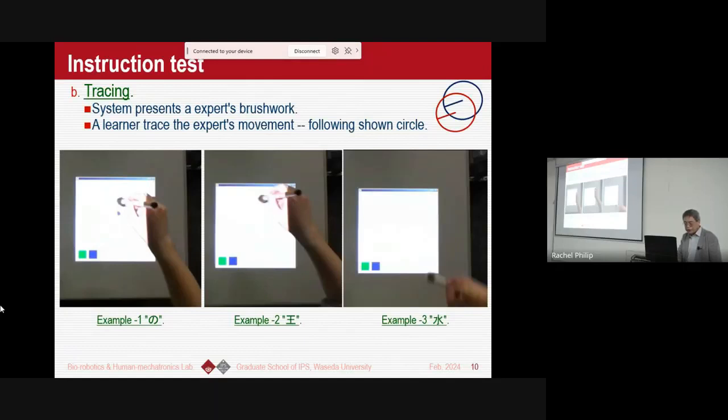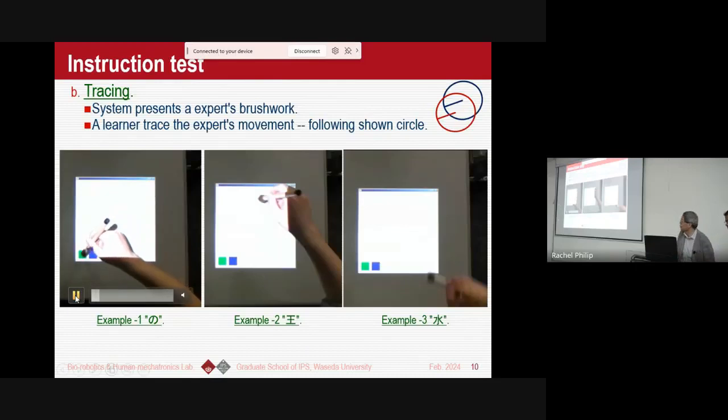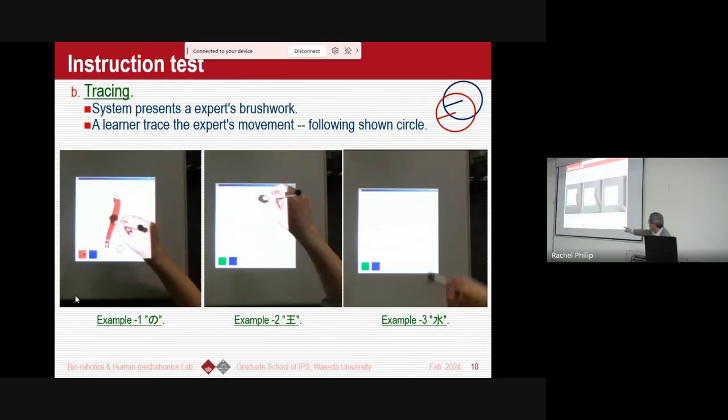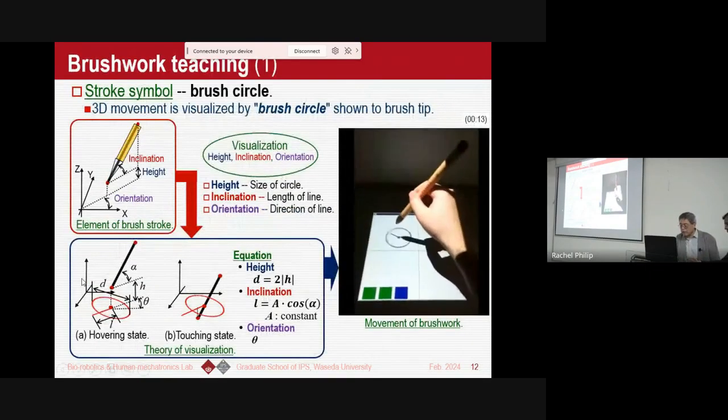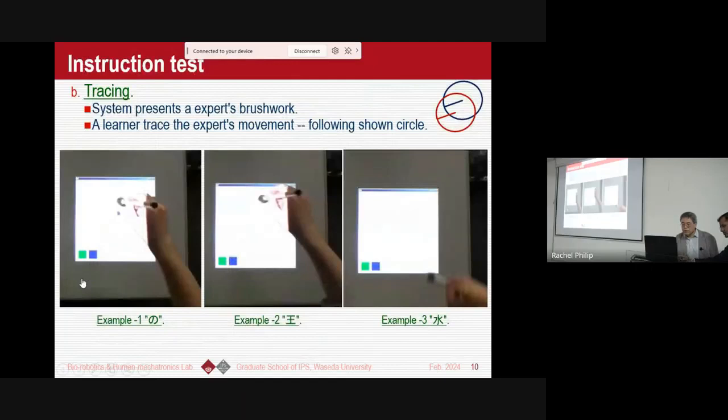Maybe you can see this from this video. When this button is pushed, the red part is the tutor's locus, and the user's locus is this black one. And following this, yes, this one.